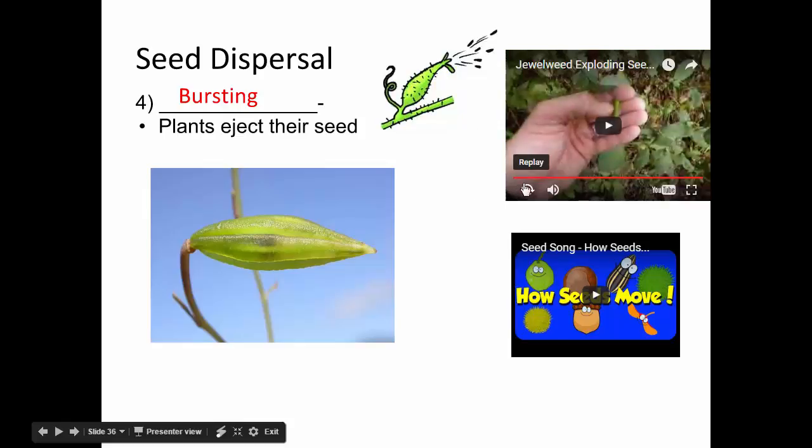Okay, and you can find these in the springtime. You can find them all around here. If you look closely and you find these little pods, find some that are plump and mature, and you just touch them, and they just explode. So that's another means of seed dispersal.